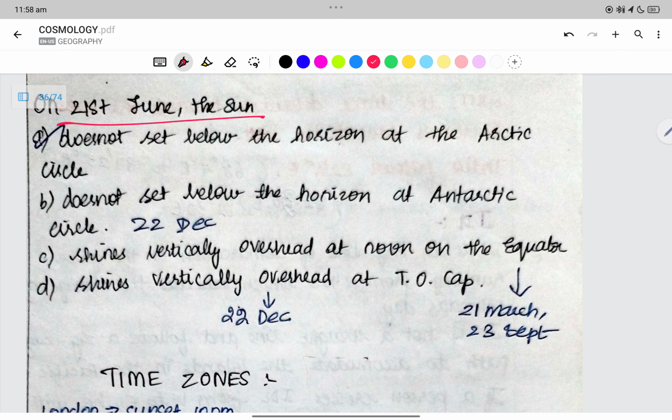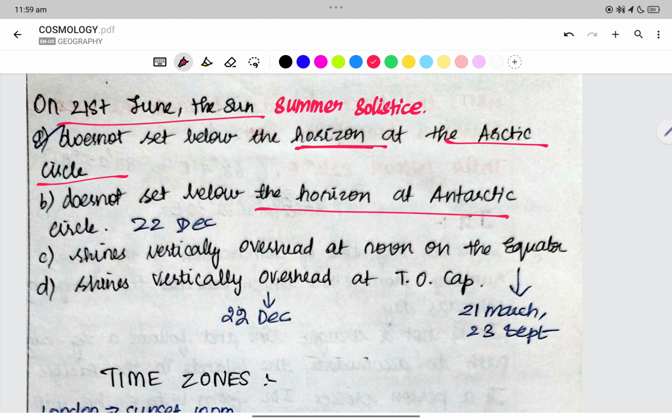On 21st June, the sun is at the summer solstice. Therefore, the sun does not set below the horizon at the Arctic Circle. The sun does not set in the Arctic Circle, right? Below the horizon at the Arctic Circle.